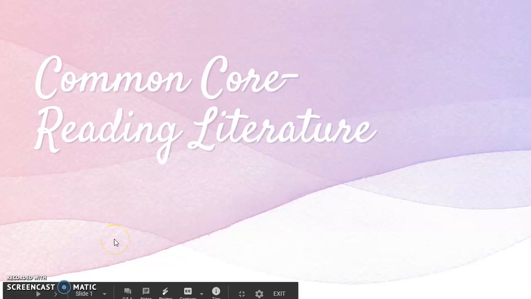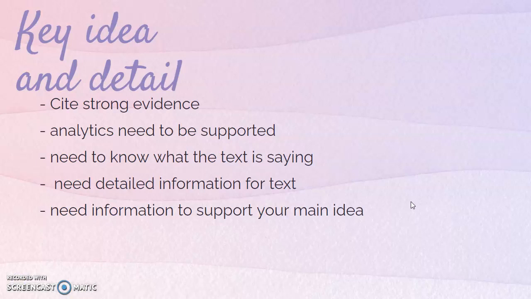Common Core state standards for reading of literature. Key ideas and details. You have to cite strong evidence, and your analytics need to be supported. You need to know what the text is saying, and you need detailed information from the text. You also need information to support your main idea.